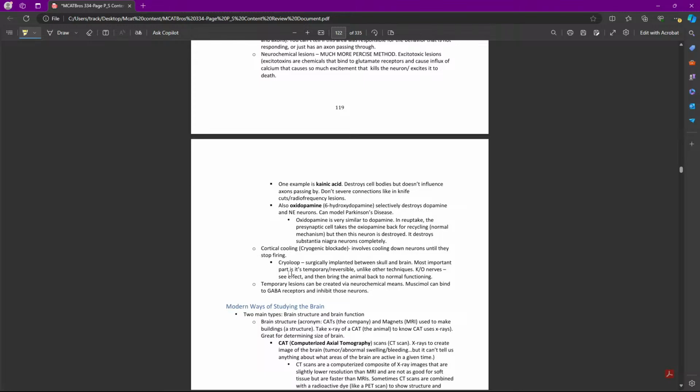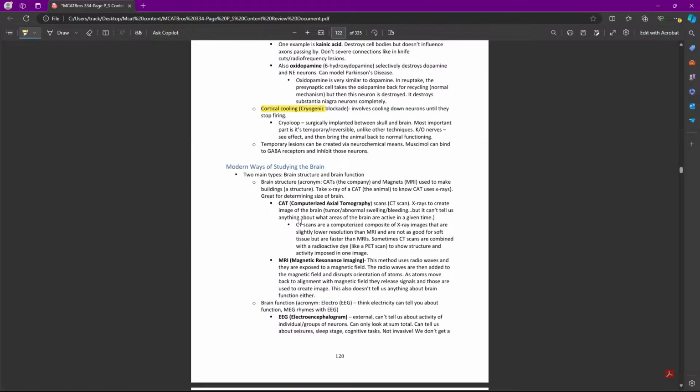Or cortical cooling, which is cryogenic blockade involving cooling down neurons until they stop firing. Never heard of this one. Interesting. A cryoloop is surgically implanted between the skull and brain. The most important part is that it knocks out the neural firing effect and then brings the animal back to its normal function.